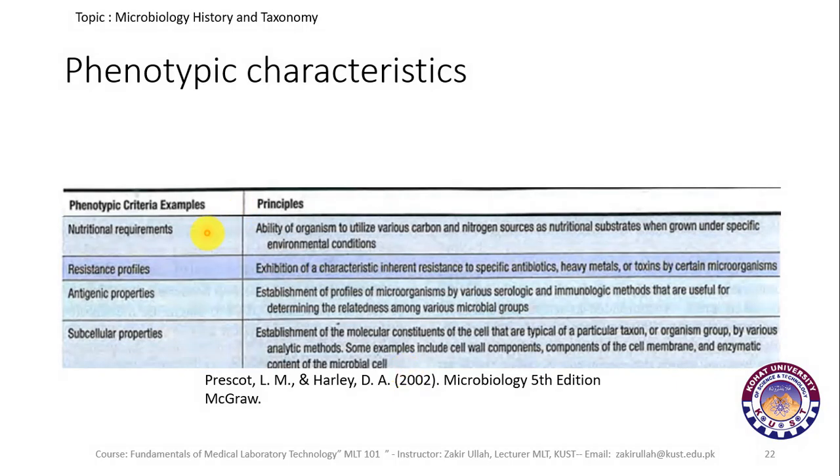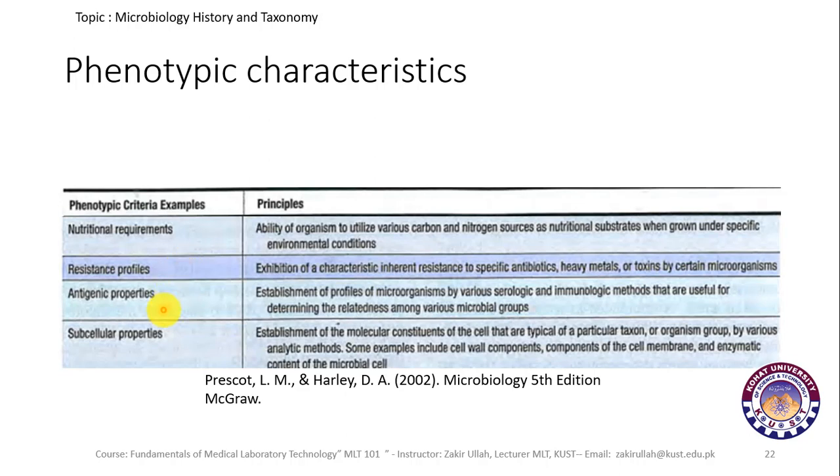The nutritional requirement of a microbe is the ability of organisms to utilize various carbon and nitrogen sources as nutritional substrates when they grow under specific environmental conditions. The resistance profile of the organisms: if the microbe has specific resistance genes to specific antibiotics, or resistance to metals or toxins, these are also part of the resistance profile, which comes under the umbrella of phenotypic identification.